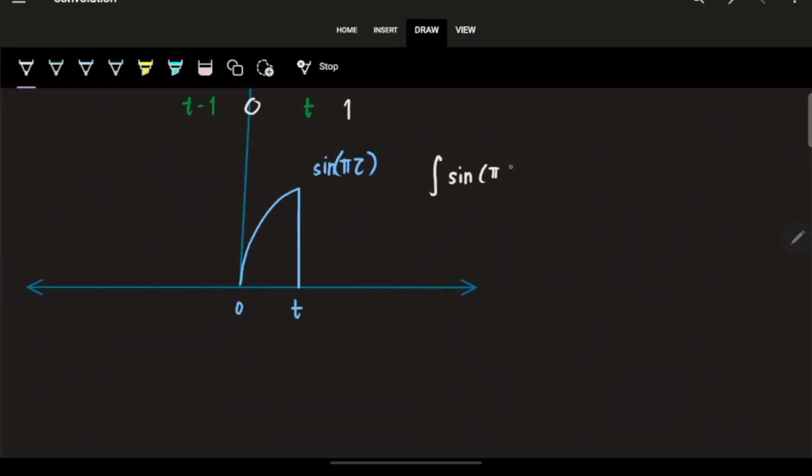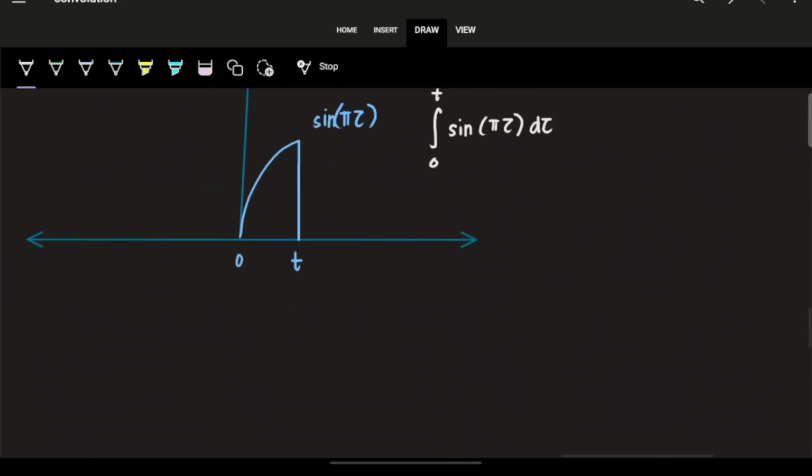sine pi of tau d tau, okay, so between 0 and t. Tama po ba? Okay, between 0 and t. Bakit between 0 and t? Kasi yun lang naman yung valid na nag-overlap eh. Diba? Kaya between 0 and t lang yung integral natin. So again, what's the integral of sine pi tau d tau? So this is equivalent to 1 over pi.